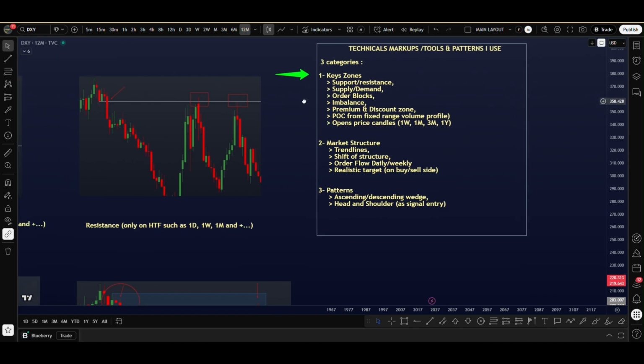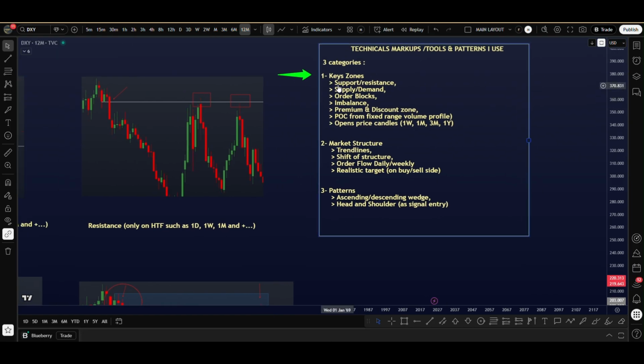To draw my key zone, I use a lot of tools. I use support and resistance, supply and demand, order blocks, imbalance, premium and discount zone. POC is the point of control from the tools already available in TradingView, which is called fixed range volume profile. I will show you that in a minute.